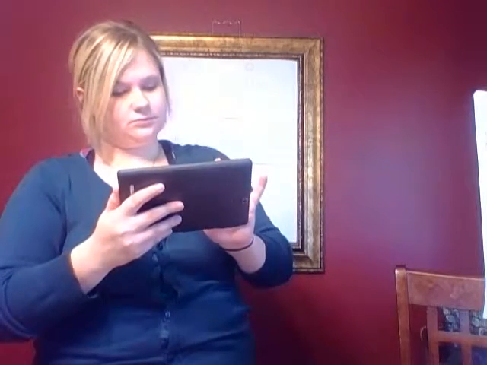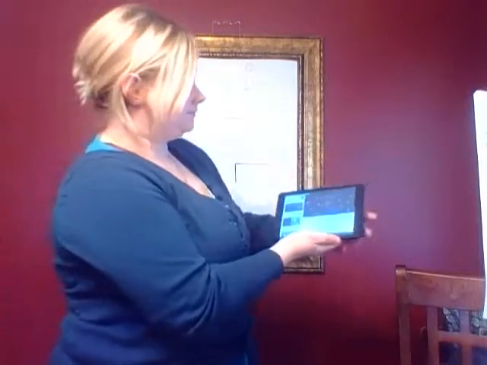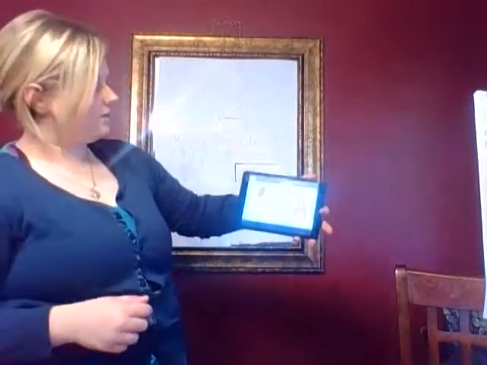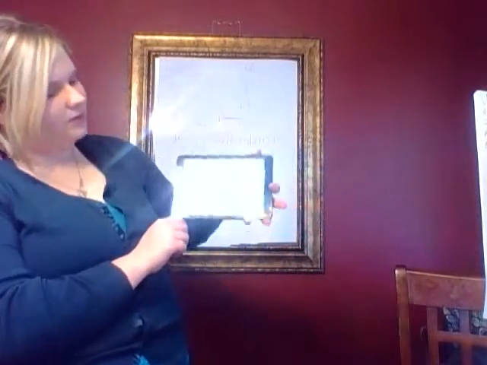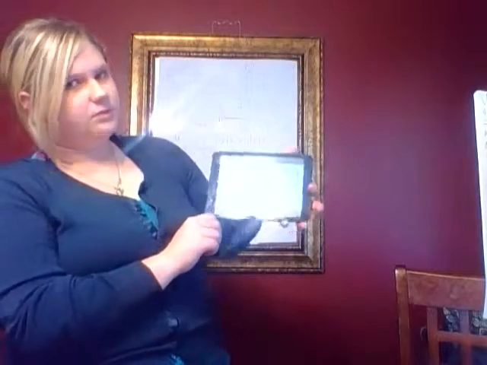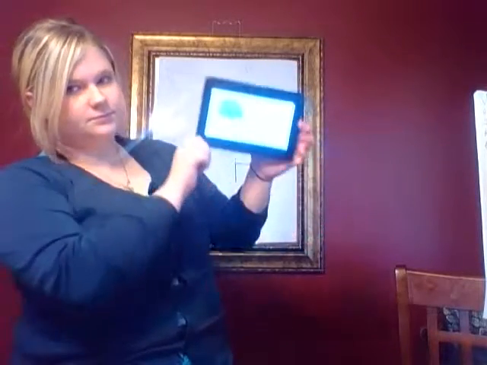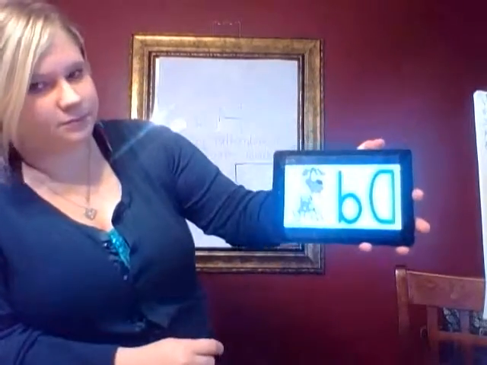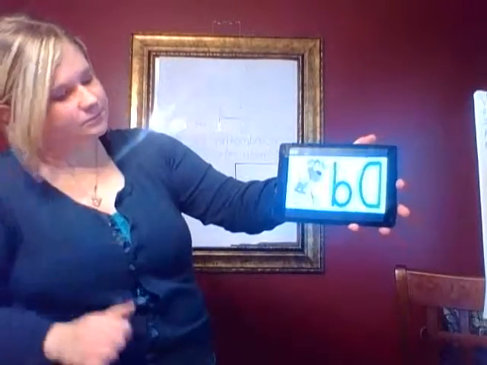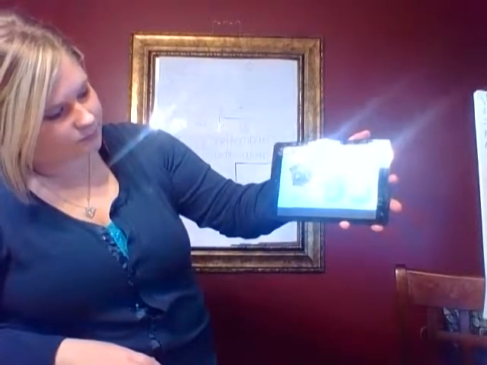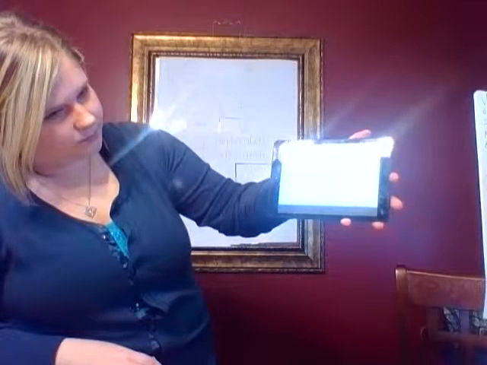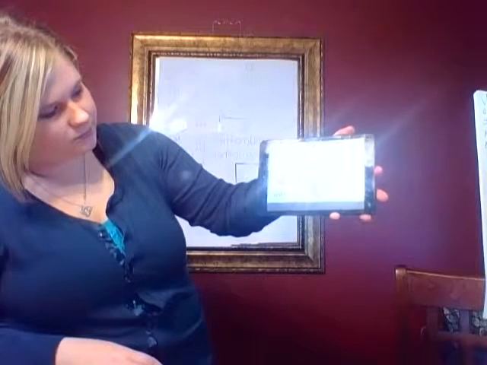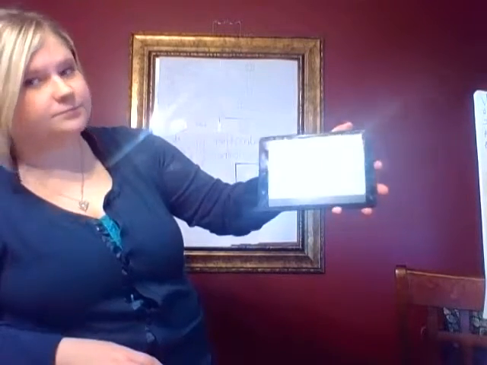Good start. Apple. B is for bull. C is for cat. Cat. D is for dog. Dog. E is for elephant. Elephant. F is for fish. Fish. G is for gorilla. Gorilla. H is for hat. Hat.